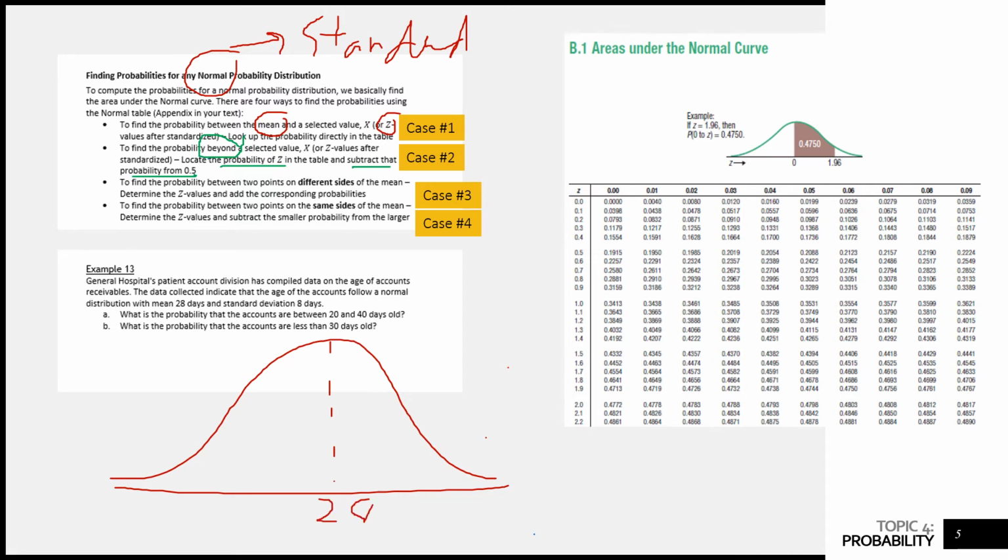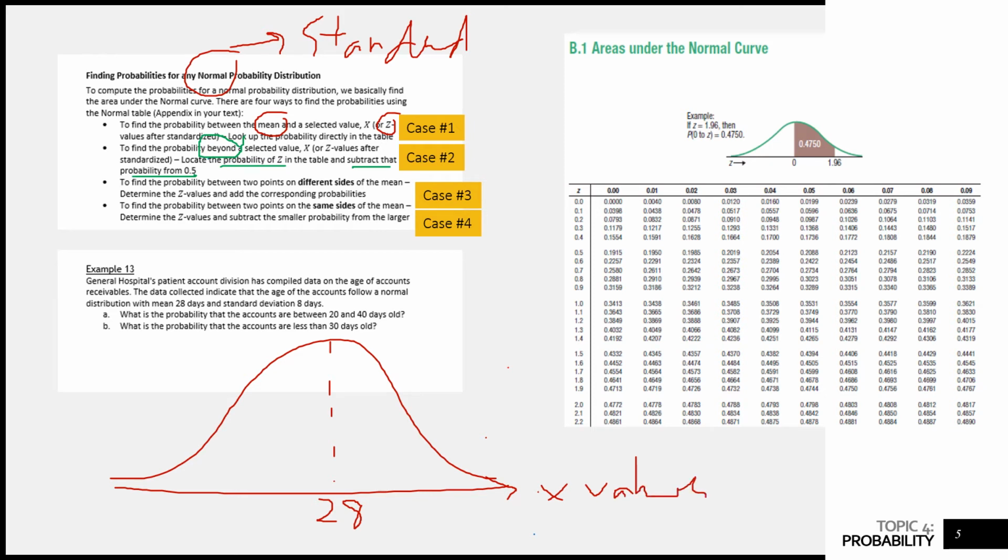Let me just do my 8 properly. 28, and the standard deviation is 8. You can't really sketch the standard deviation, so you just have to put it aside. Remember, all of these values on this line refer to your x values.